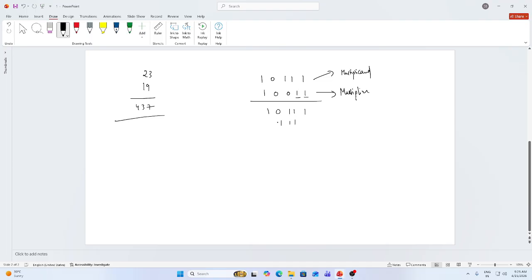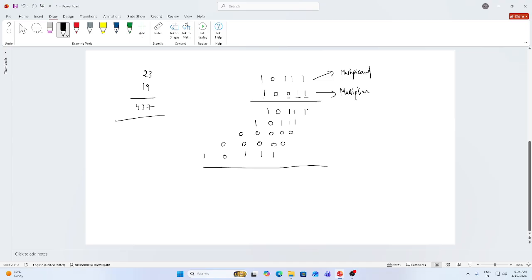So 11101. Similarly, we again monitor the multiplier bit. It is 0, so we write all zeros, since 0 into anything is 0. Again it is 0, so again all zeros. Similarly, since the next bit is 1, we shift left again and write 11101.